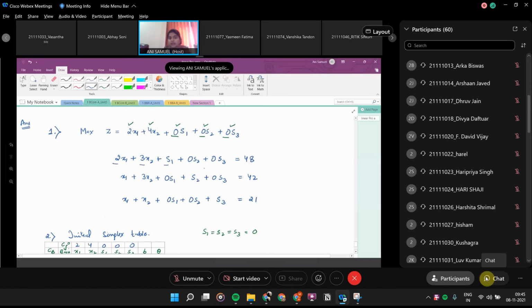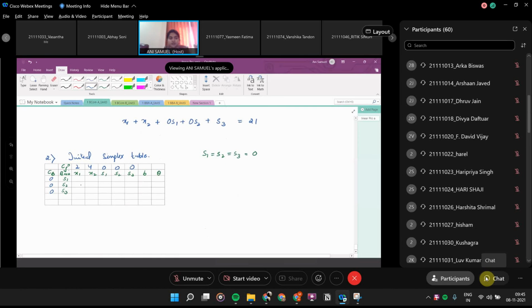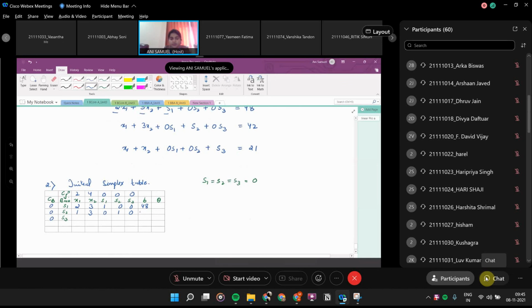And here you will fill the coefficients from the constraints. So it is 2, 3, 1, 0, 0 and 48. Then 1, 3, 0, 1, 0, and 42. Then 1, 1, 0, 0, 1, and 21. And if you can see, this always becomes your identity matrix for the slack variables. So far clear? Is it clear so far? Yes, ma'am.